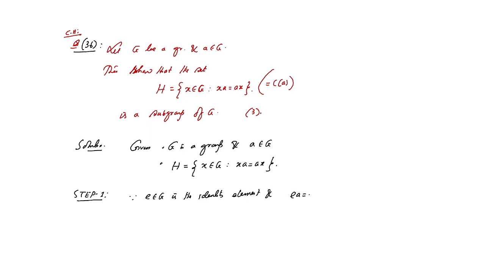And EA equals AE, this is exactly A. That holds because E is the identity. So we can say E belongs to H, because it maintains the condition here. Hence we can say H is a non-empty subset of G. So step 1 is done. We have proved it is non-empty.